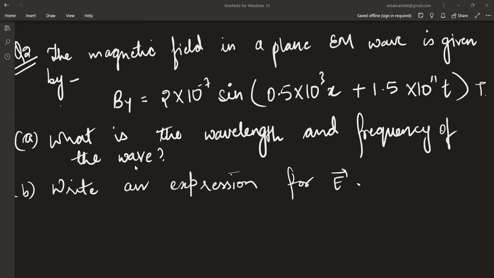This says that the magnetic field in a plane EM wave is given by By is equal to 2 into 10 to the power minus 7 sine (0.5 into 10 to the power 3 x plus 1.5 into 10 to the power 11 t). You have to find out the wavelength, frequency, and expression of the electric field.